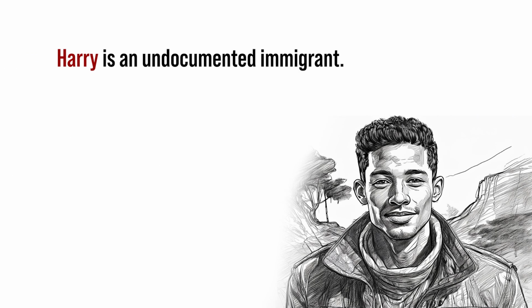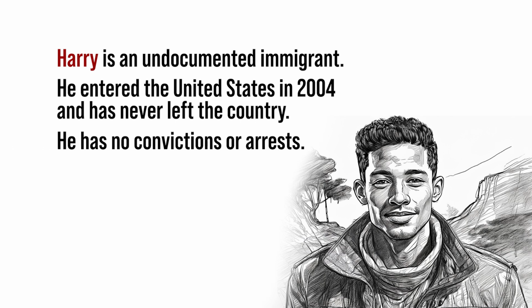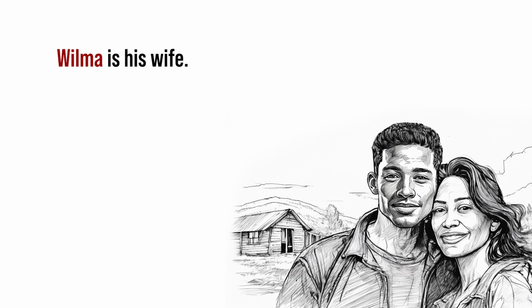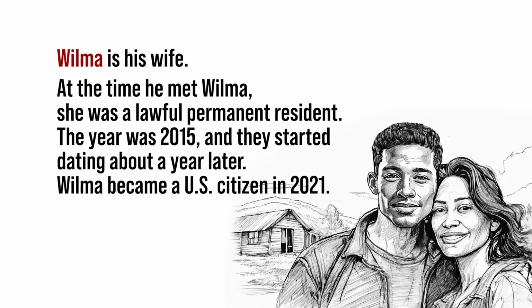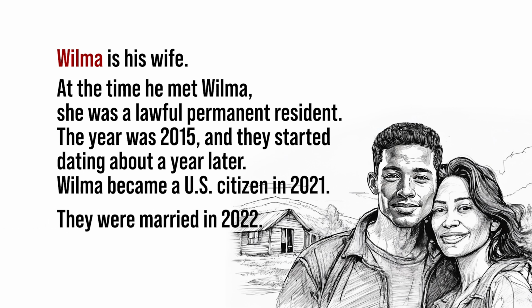Let's explore a hypothetical family. Let's meet Harry and his family. Harry is an undocumented immigrant. He entered the United States in 2004 and has never left the country. He has no convictions or arrests. Wilma is his wife. At the time he met Wilma, she was a lawful permanent resident. The year was 2015, and they started dating about a year later. Wilma became a U.S. citizen in 2021.